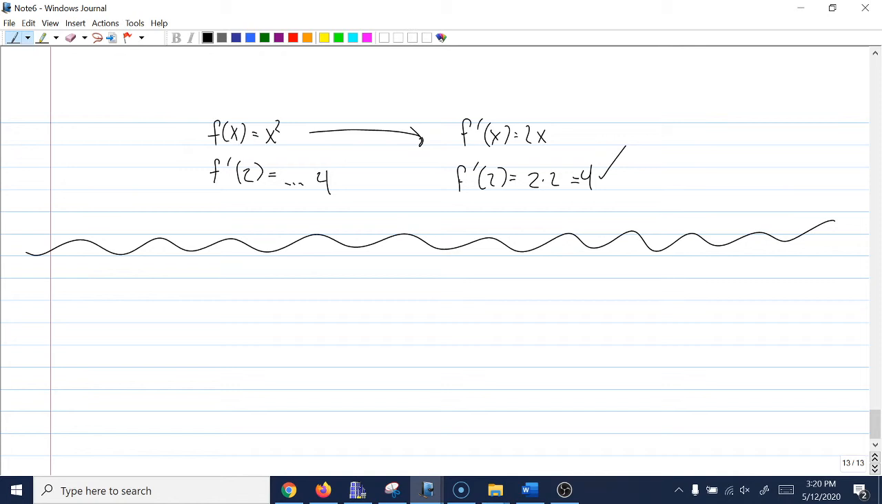Let's do a couple more basic power rule versions. I'm going to stop lecturing in 25 minutes. I guess we'll finish this section.